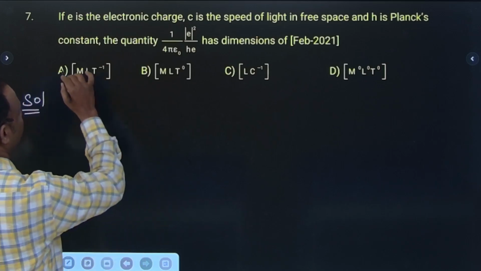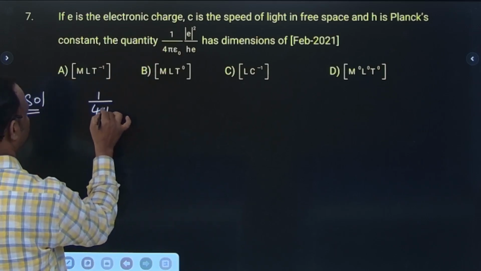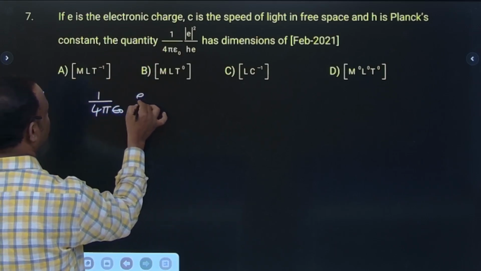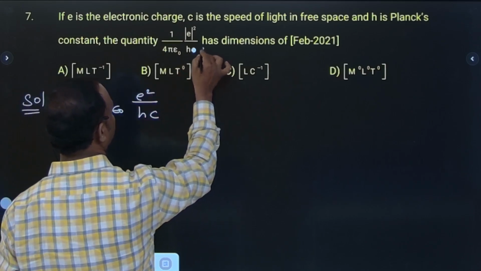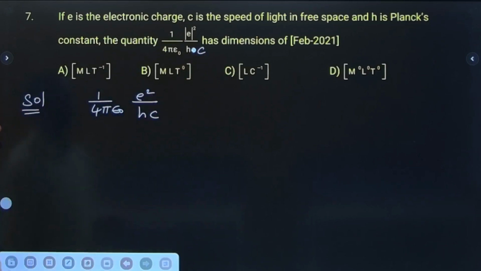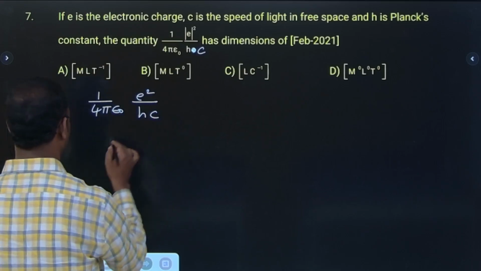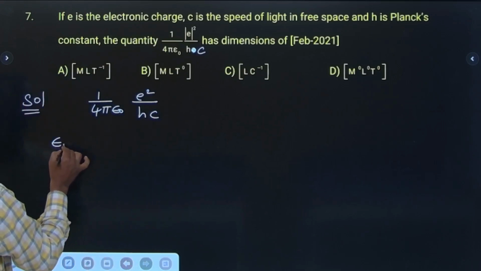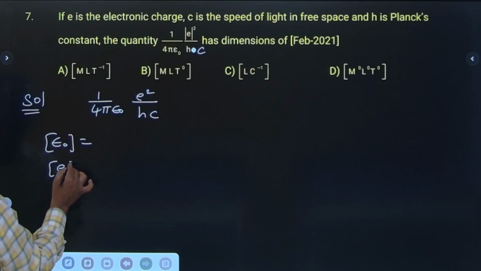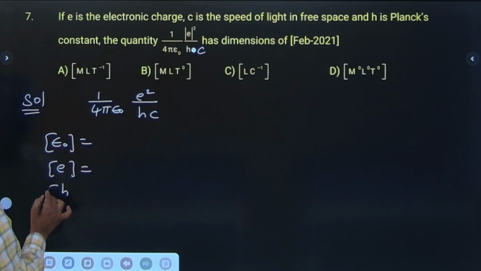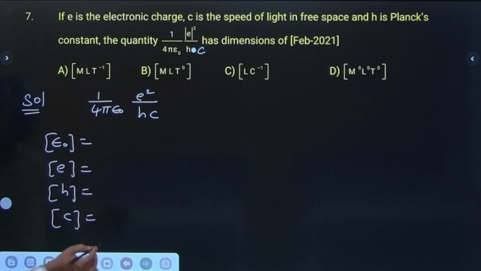The given quantity is 1 by 4 pi epsilon naught, e square by h c. This is not E, it's c. I need to find its dimensions. First I should know the dimension formula of epsilon naught, the dimension formula of e, which is charge, the dimension formula of h, and of c. First, what are the known things?